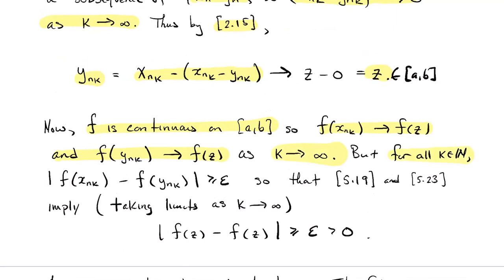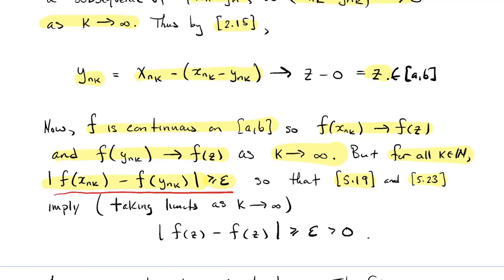But for every one of these k's, by the construction above, remember that epsilon, xnk and ynk are some of the sequence terms xn and yn. And we said that the difference of f of those sequence terms was at least epsilon for every possible sequence term, so in particular for the terms in this subsequence. All right, so if we use some more limit laws, I've got this absolute value of the difference of those two things greater than or equal to epsilon. So if I remember correctly, 5.19 says the limit of absolute values is the absolute value of the limit, and 5.23 says that the inequality is preserved. So you can stop the video and check those.